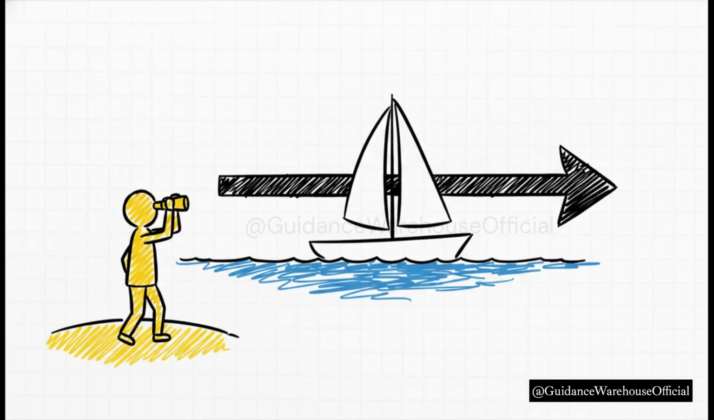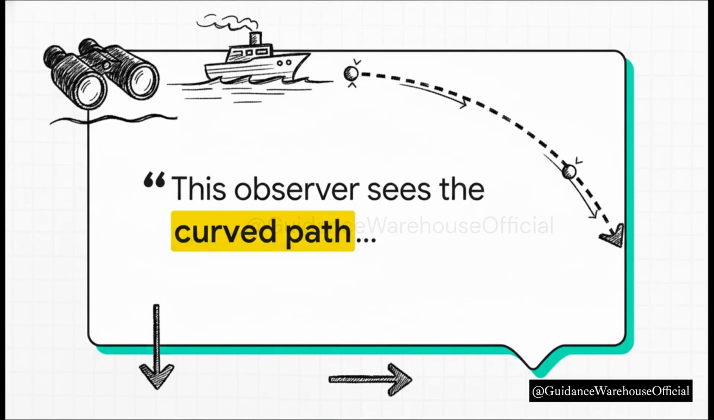But now for the fun part. What about someone watching from the shore? Their reference frame is totally different. It's fixed to the land. What do they see? Okay, so from the shore, the binoculars already have all of the ship's forward speed the moment they're dropped. So as gravity pulls them down, they're also still traveling forward. And when you combine that steady forward motion with a downward fall, what do you get? A perfect curved arc, a parabola.